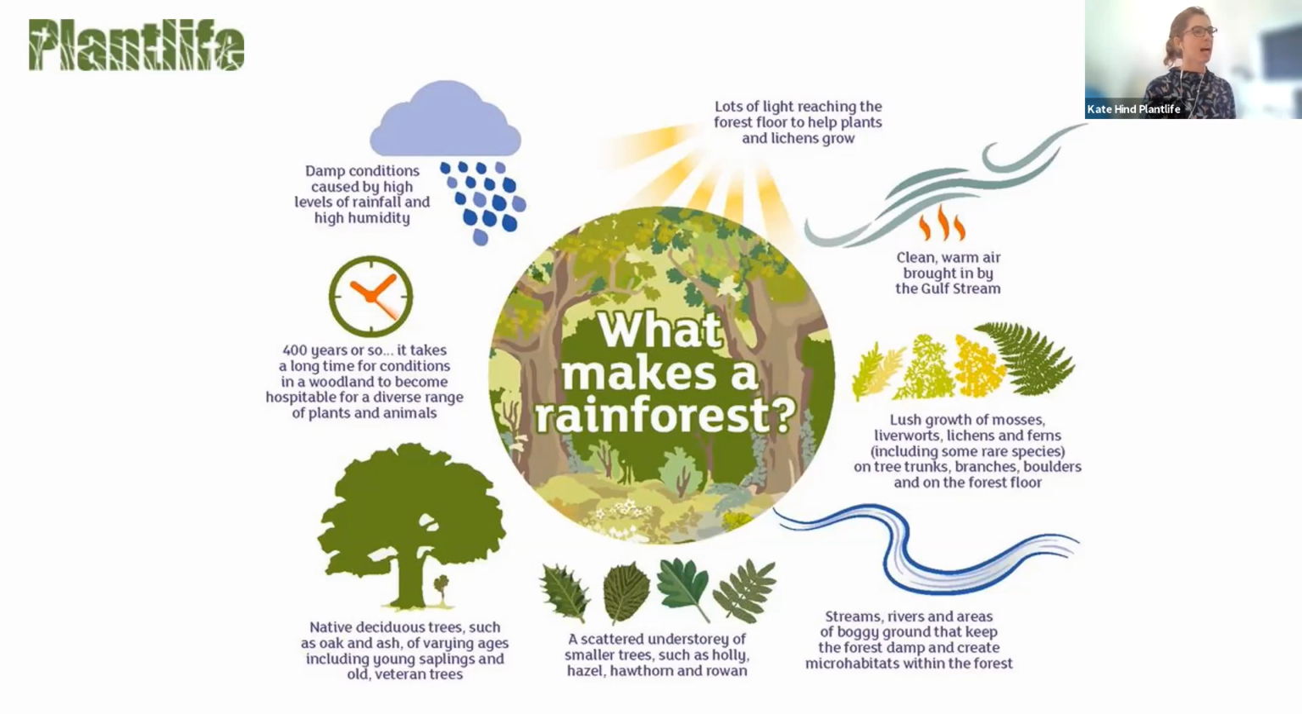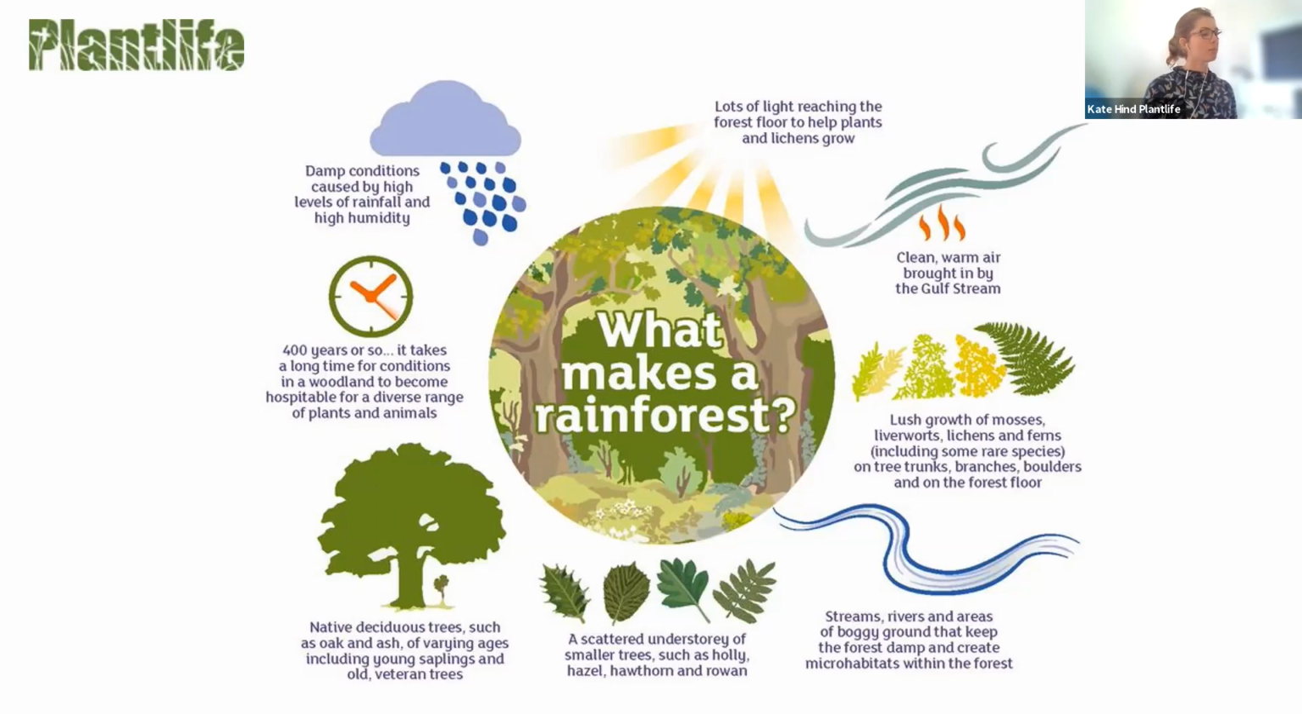We need clean and warm air, and this is brought in by the Gulf Stream. And again, this kind of helps maybe in your mind work out where the temperate rainforest is in the UK. We find a huge growth of lush mosses, liverworts, lichens and ferns. We do have some really rare species that grow here, and they grow not just on the trees, but on the branches, boulders, and sometimes they completely carpet the whole of the forest floor.